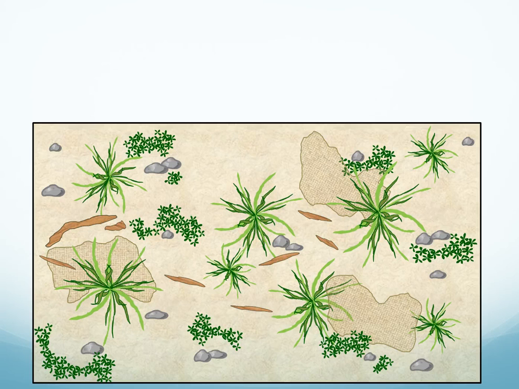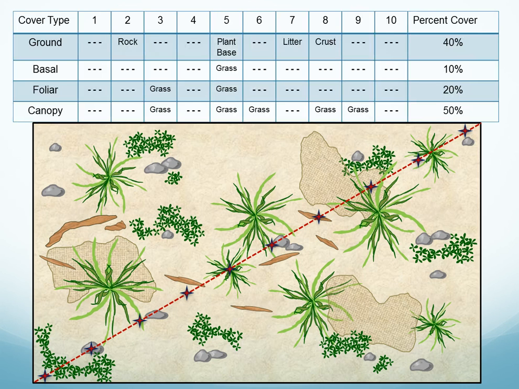Let's look at a slightly more complicated example. This shows a stand of vegetation with different kinds of ground cover, and we're going to run a transect with 10 points. We are recording multiple types of cover, and so that includes ground cover, basal cover, foliar cover, and canopy cover. We can see the data that was recorded for each one of the points.